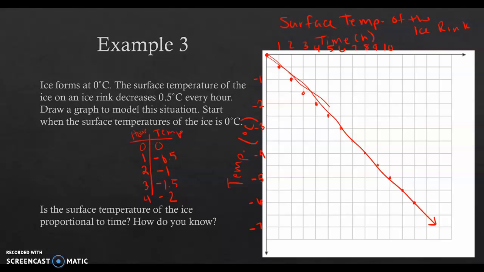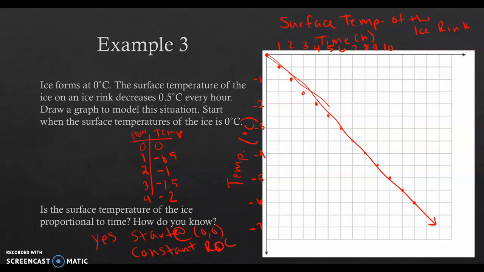So is the surface temperature of the ice proportional to the time? So are we changing at a constant rate of change? The answer to that is yes. Did we start at 0, 0? And the answer to that is yes. So yes, it is proportional. And how do we know? We start at 0, 0, and a constant rate of change. That's how we know. ROC, rate of change, or the constant of proportionality is the same. However you want to say it, but that's how we know.